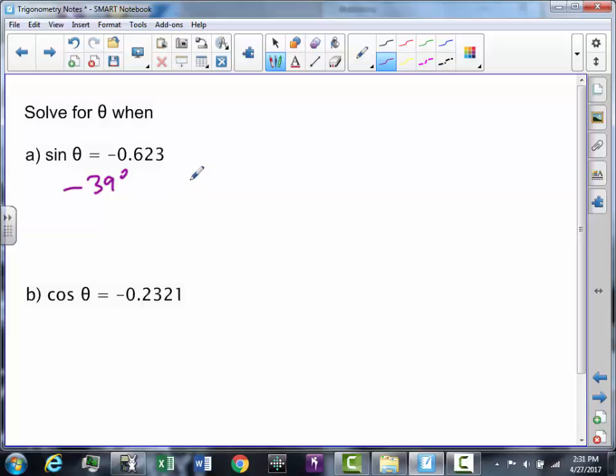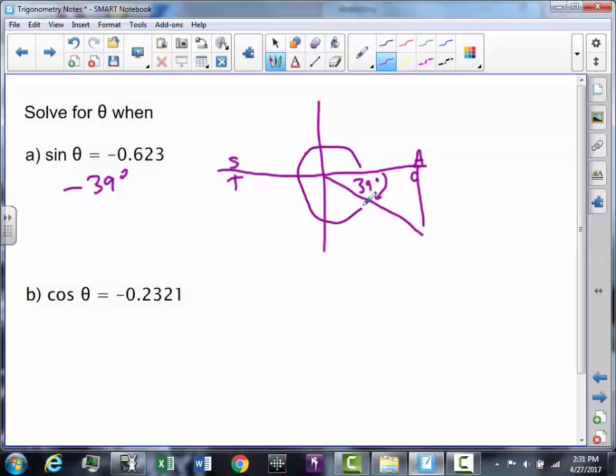But what if the question said it wants only the answers between 0 and 360? Well, those aren't between 0 and 360, are they? So there's some other ways we could approach this. We could draw a grid here and go with the CAST rule. And I could say, well, where is sine going to be negative? Sine would be negative in this quadrant here. Well, actually, that makes all the sense in the world, right? Because negative 39 degrees would just be going backwards that way. If I went the proper way around the circle, what would it be?